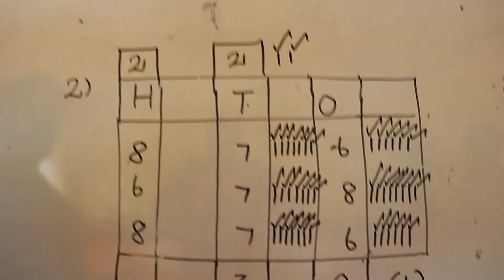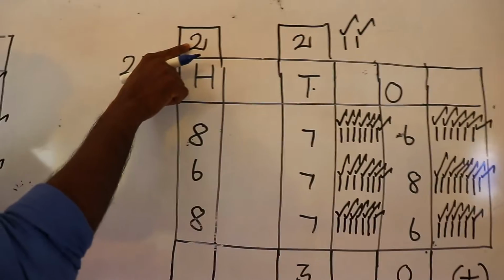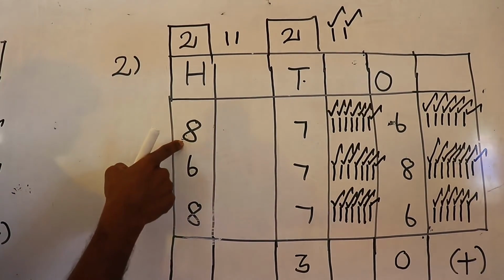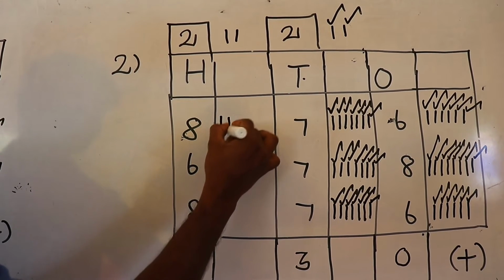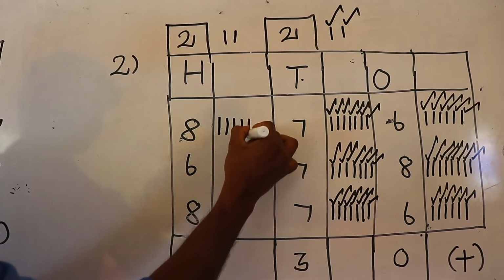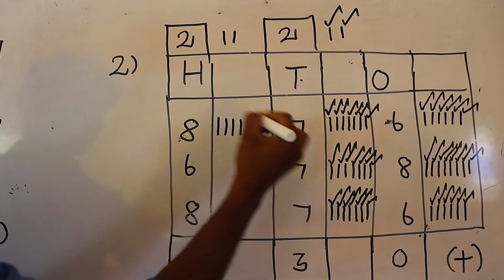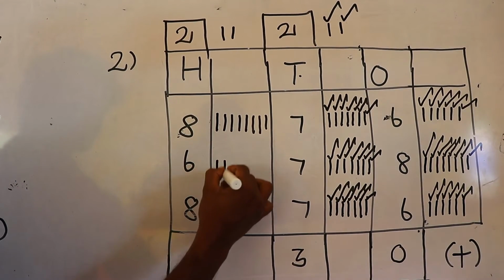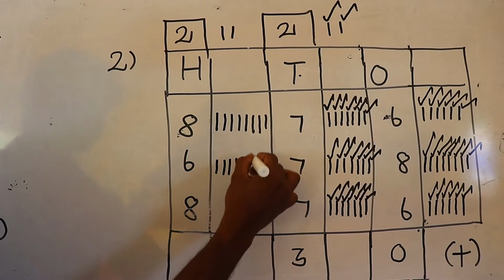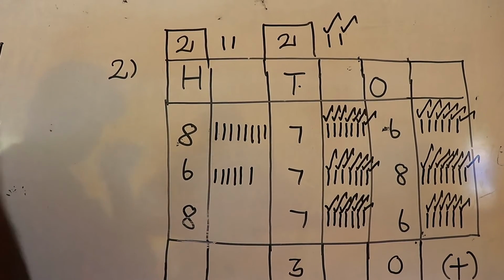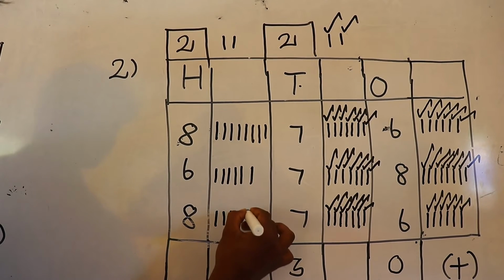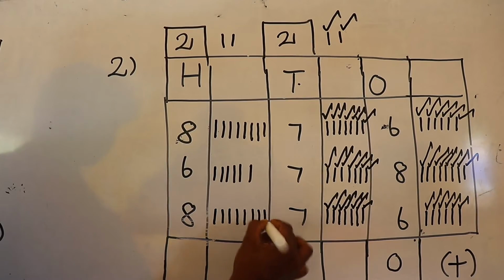Next, the last value, the hundreds value. First, the carry 2, so draw 2 lines. Next 8, so draw 8 lines. Next number 6, so draw 6 lines. Last number 8, so draw 8 lines.